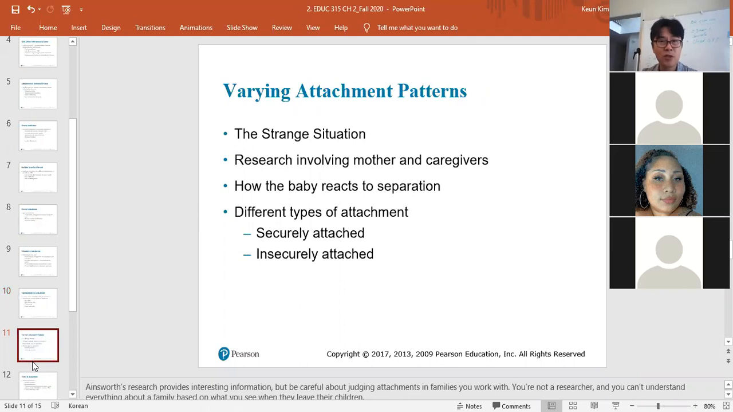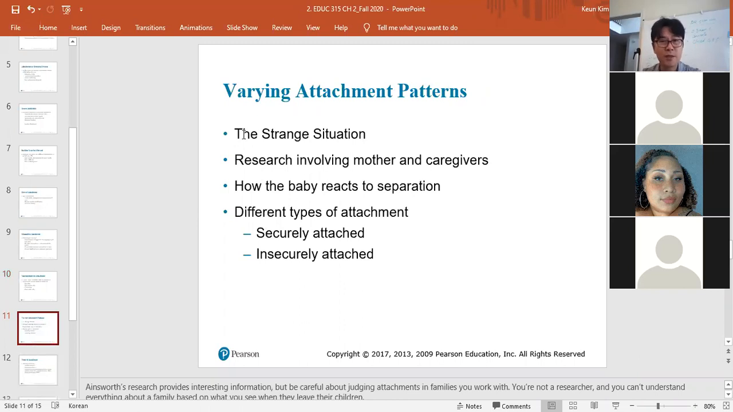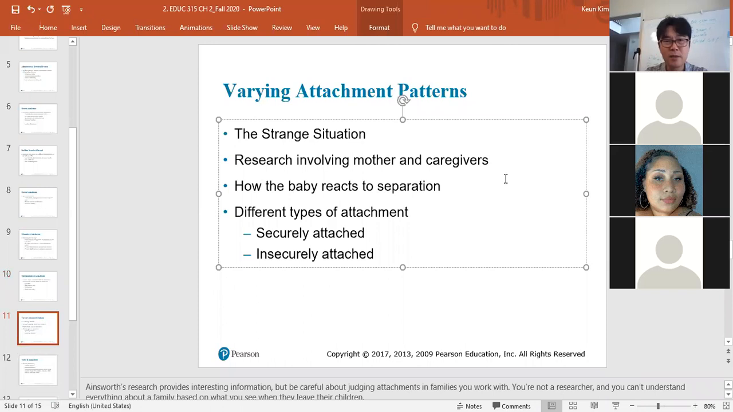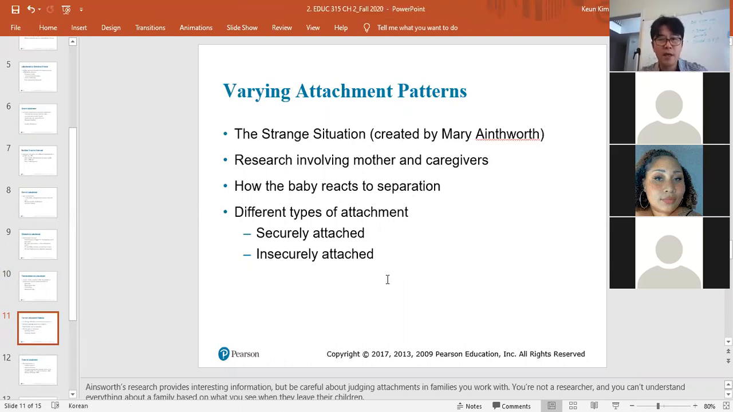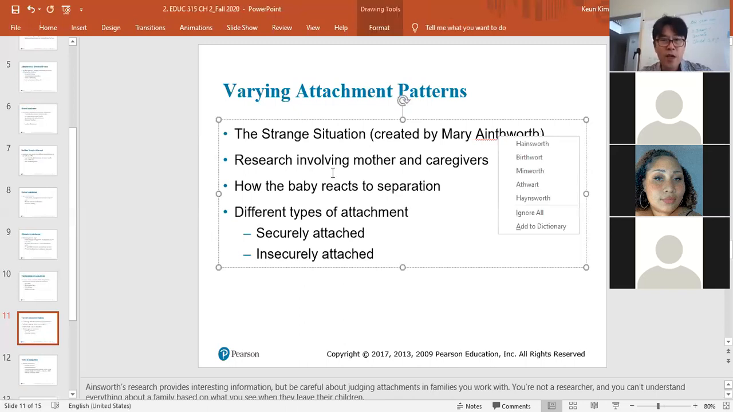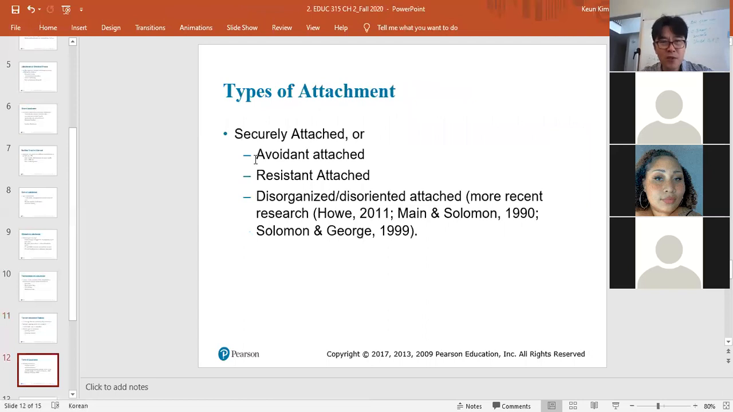So the strange situation, an attachment pattern created by Mary Ainsworth. Types of attachment: the first one is avoidant attachment, then resistant attachment, and disorganized and disoriented attachment.